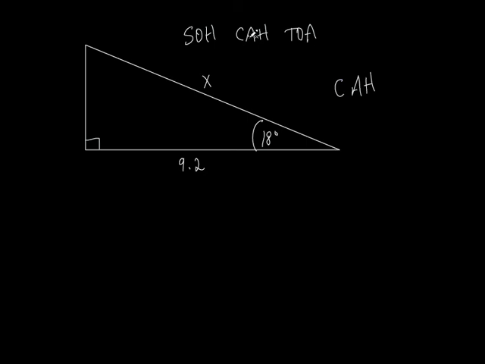Cosine. Cosine, it's adjacent over hypotenuse. Adjacent over hypotenuse. It's the cosine. Alright, so it's the cosine. Everybody got it? That's what we use. Now, how do we use it?